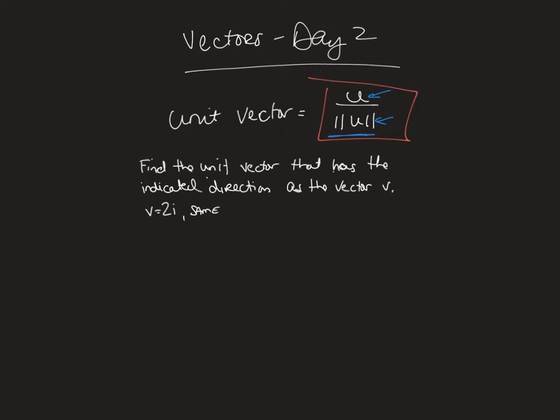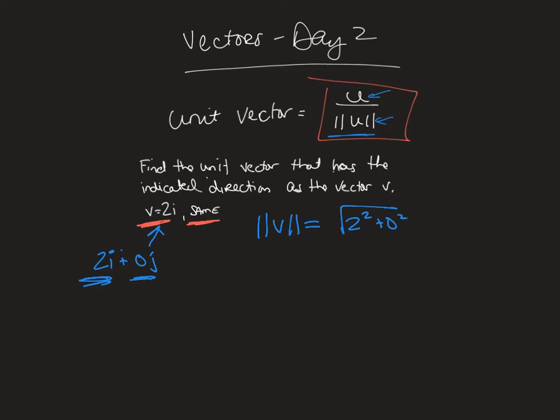We want the unit vector of v going in the same direction as v. So what you're going to do is find the magnitude of v first. And that is the square root of 2 squared plus 0 squared, because this is really technically 2i plus 0j. So it's 2 in the horizontal direction and 0 in the vertical direction.